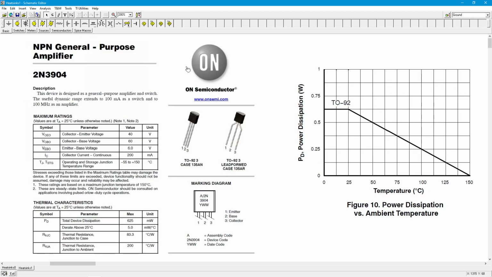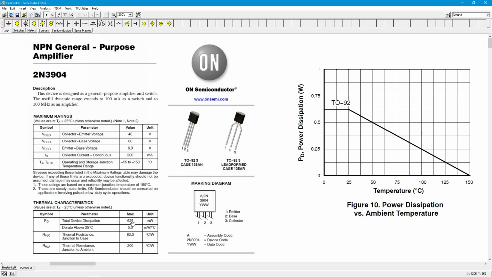So the thing I want to focus on here for our 04 is this right down here in the corner, PD, total device power dissipation, 625 milliwatts, right? I mean, anything below a watt or so is usually referred to as small signal, not really power with a capital P. But let's just see what happens here. We can still do a power analysis on a small signal circuit.